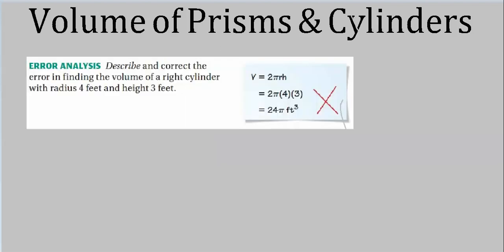Now let's take a look at some problems. Describe and correct the error. Well, let's just find the volume of a right cylinder with these dimensions. Radius 4 feet and height 3 feet. Remember, a cylinder, that's just the base, pi r squared, times the height.